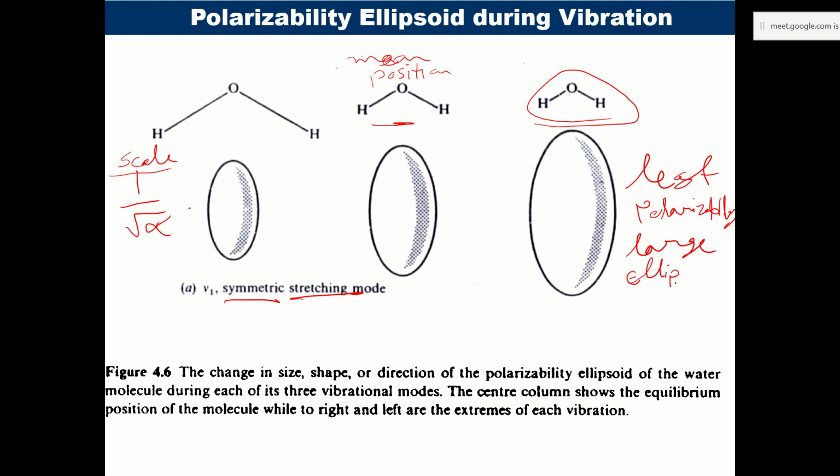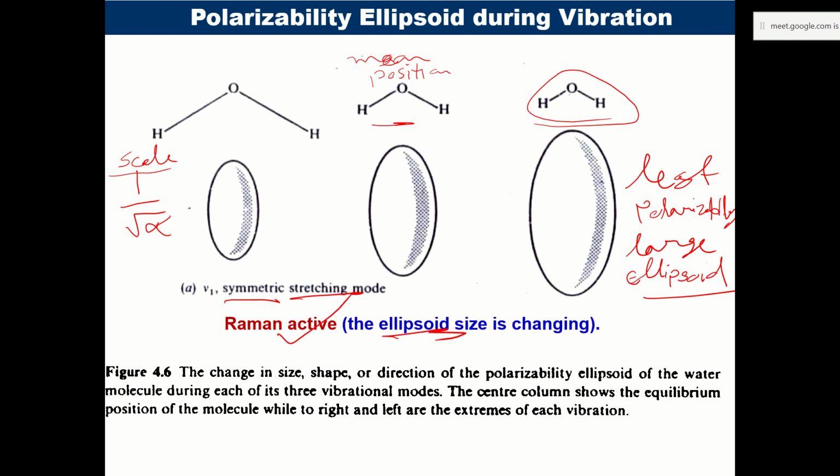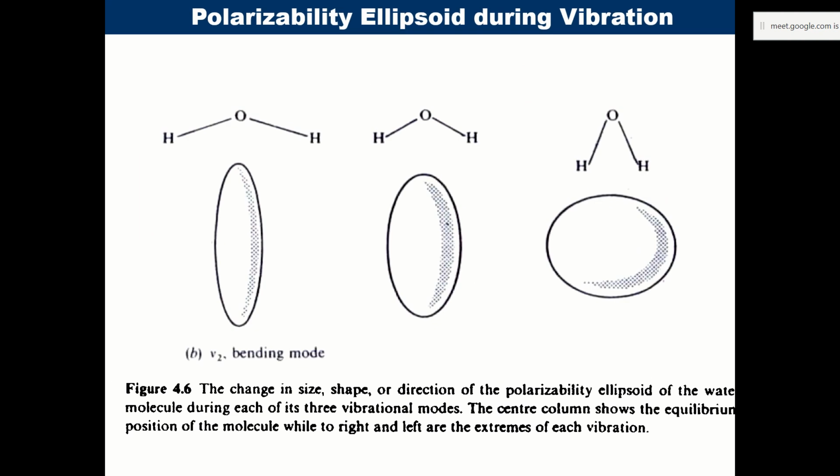So large ellipsoid, okay, inverse thing. So there is changing, so because the size is changing, it should be Raman active. One of the aspects, तीन में से कोई एक चीज चेंज होना चाहिए ellipsoid का. So here there is change in ellipsoid size.